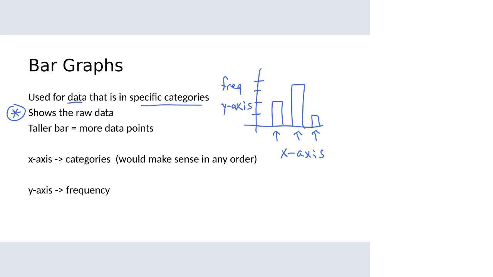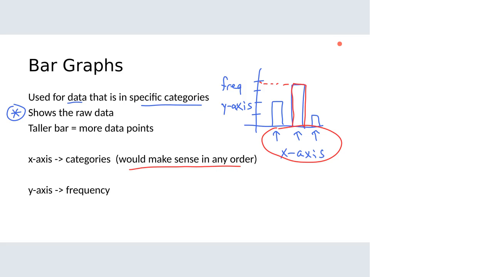One of the things that's true about bar graphs is the taller the bar, the higher the frequency. So whichever has the tallest bar, that's the one with the most data points in that category. Another thing about bar graphs that I want to mention is that the categories here along the x-axis would make sense in any order. I could shuffle those around and it doesn't really change what the bar graph shows me, because what I'm interested in is the frequency of each category. And I can see that by looking here, and it doesn't really matter what order the categories are in. We'll see an example of that here in just a second.